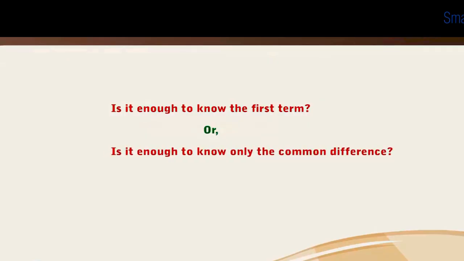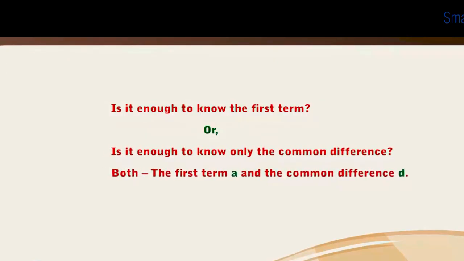Now, to know about an AP, what is the minimum information that you need? Is it enough to know the first term? Or is it enough to know only the common difference? You will find that you need to know both the first term a and the common difference d.